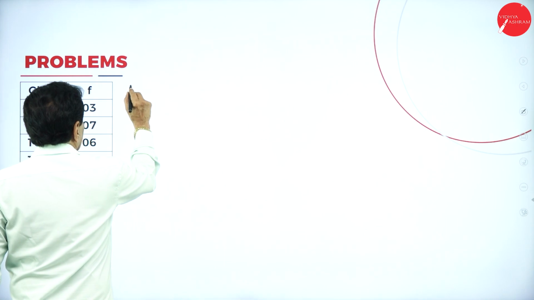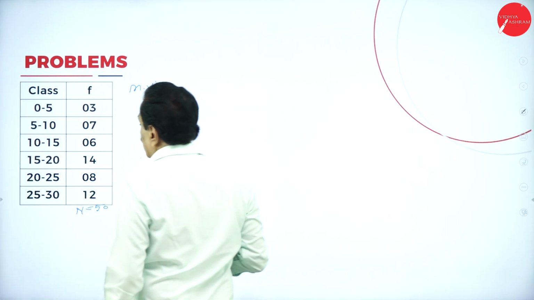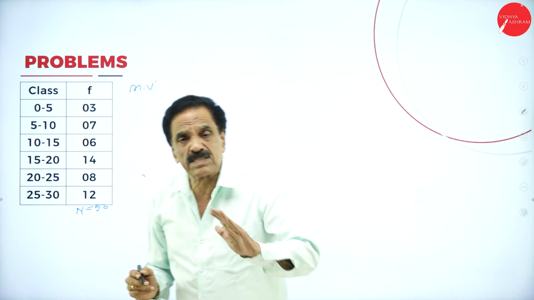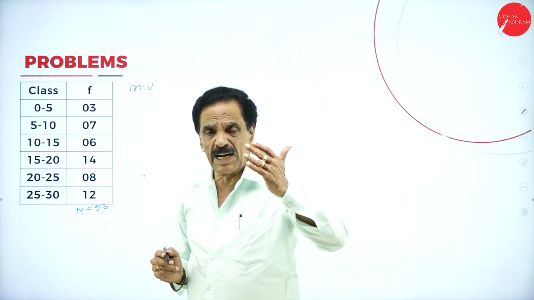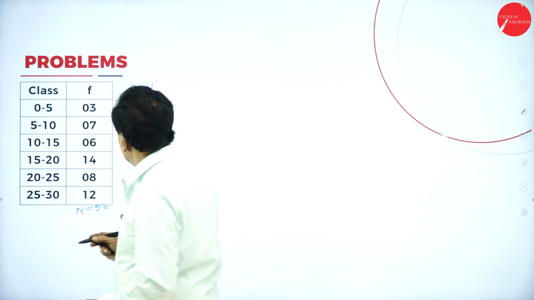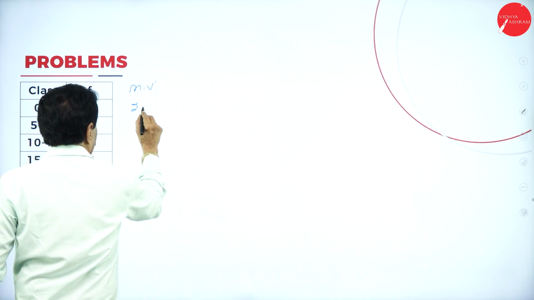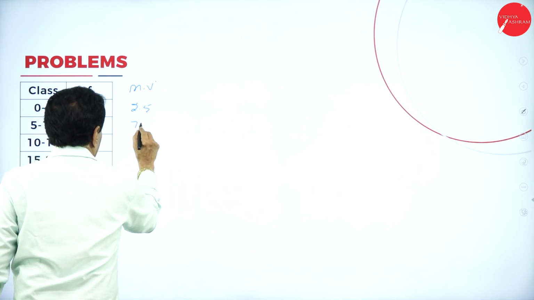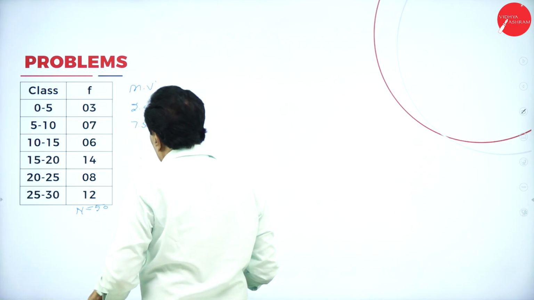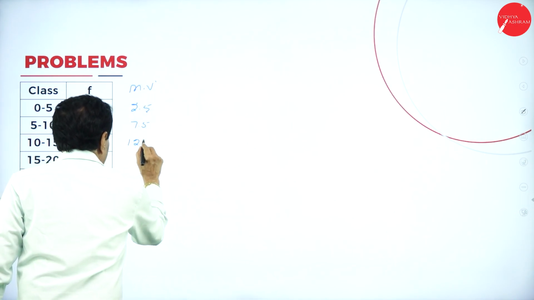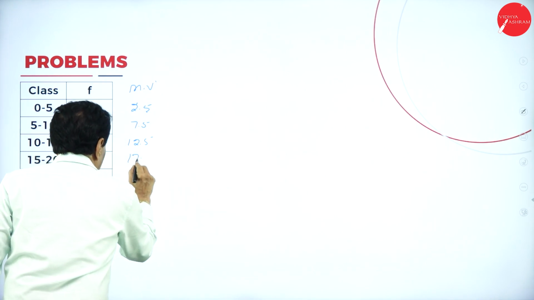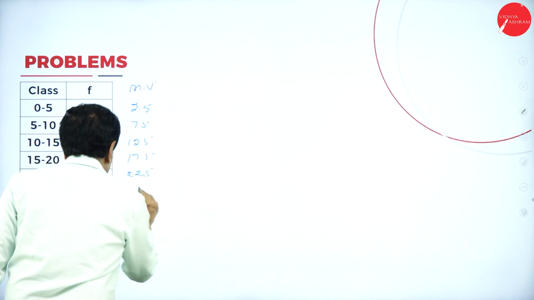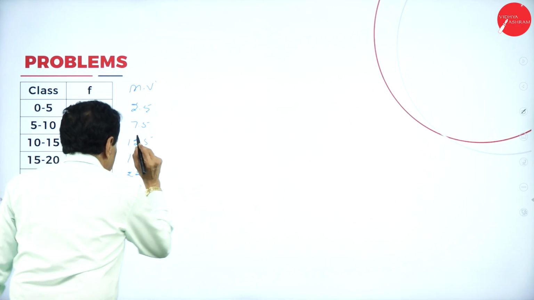Find out the mid value. Mid value means add the lower limit, called L1, and the upper limit, called L2, and divide by 2. 0 plus 5 is 5, divided by 2 is 2.5. Then 5 plus 10 is 15, divided by 2 is 7.5. Increase everything by 5: next 12.5, 17.5, 22.5, 27.5. This is your mid value.